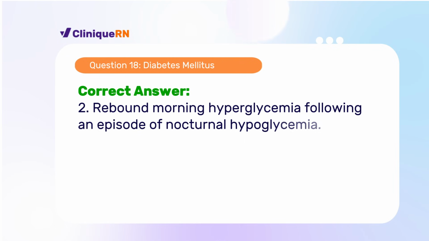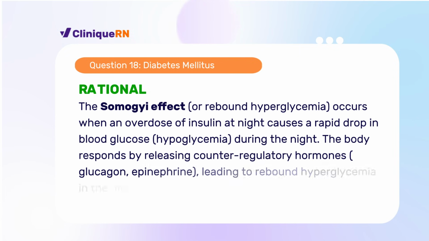The correct answer is 2. Rebound morning hyperglycemia following an episode of nocturnal hypoglycemia. Rationale. The Somogyi effect, or rebound hyperglycemia, occurs when an overdose of insulin at night causes a rapid drop in blood glucose, hypoglycemia, during the night. The body responds by releasing counter-regulatory hormones, glucagon, epinephrine, leading to rebound hyperglycemia in the morning.